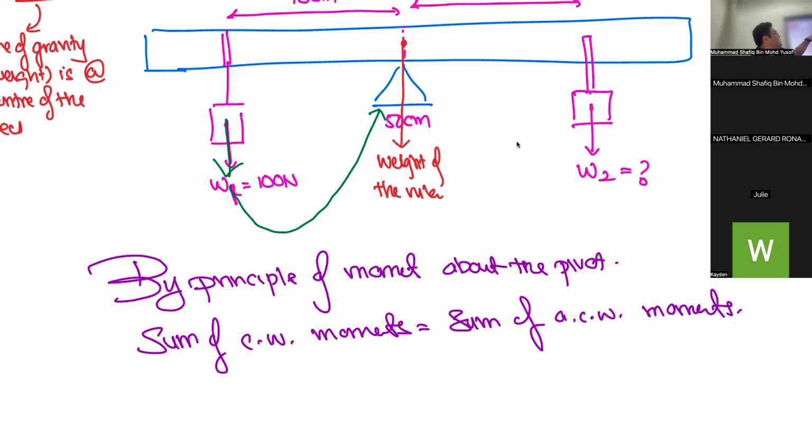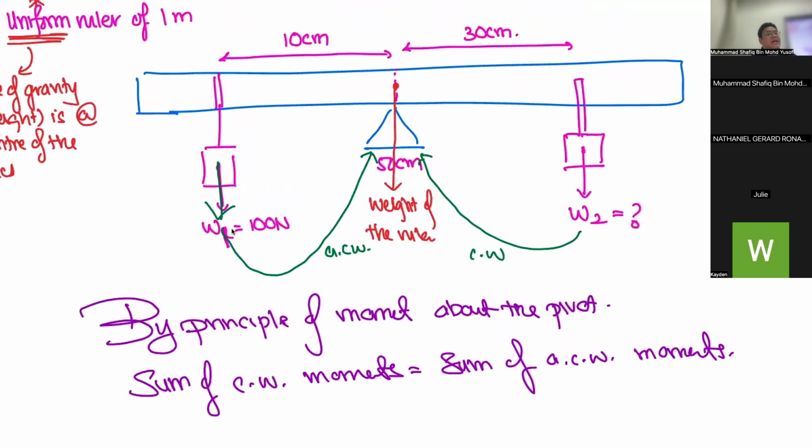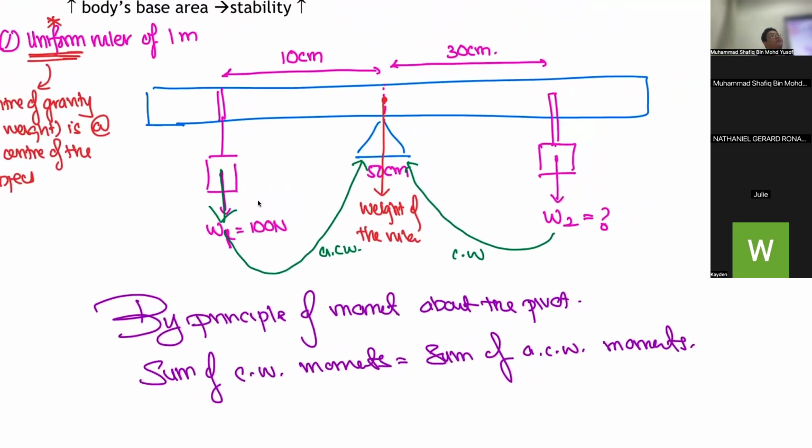So let me ask Elmira, is it clockwise or anti-clockwise? This one is anti-clockwise. Then what about from here to here? Obviously clockwise. So that is the first thing you must do. Then from there, you apply your moment formula, which is force times distance. Let's talk about the anti-clockwise first. What will be the moment?